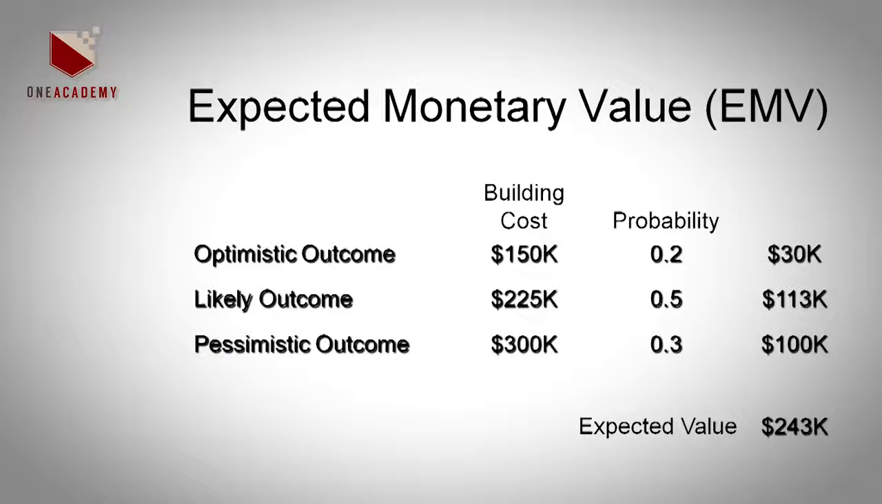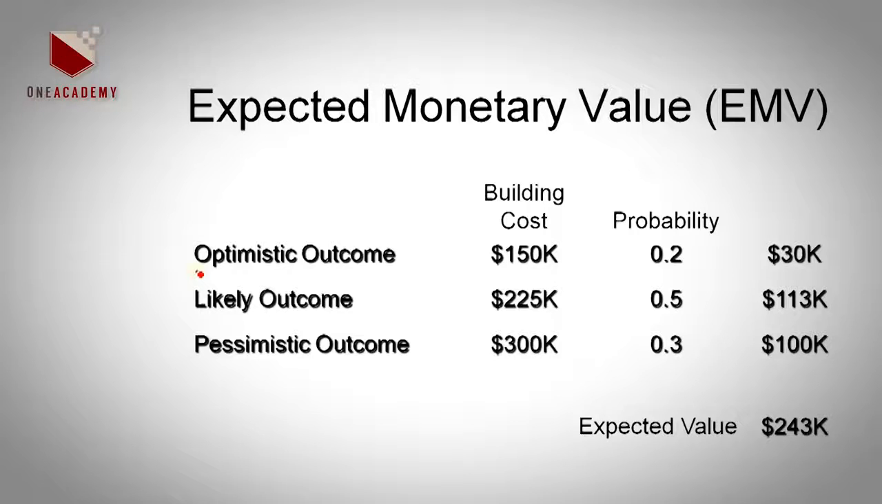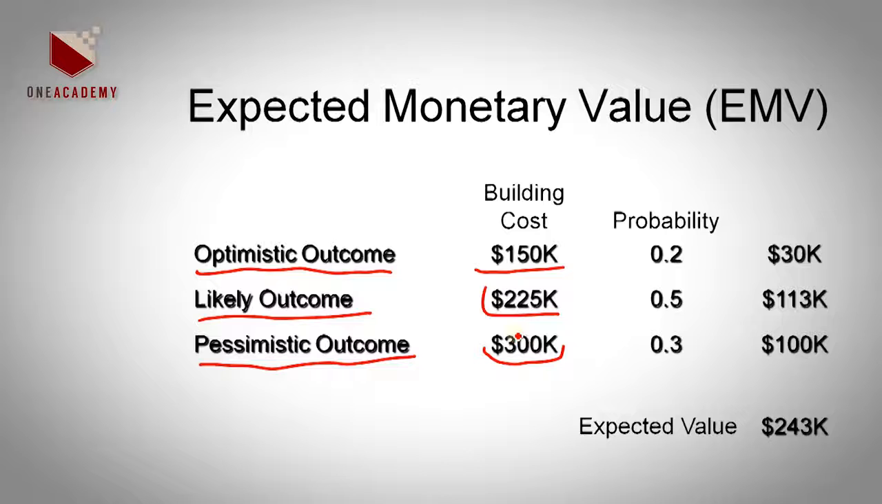Looking at the screen, we can see a very simple case where we have three possible outcomes out of a given situation. In this case, it's about investment in building a property. And we can see that there is an optimistic outcome, a likely outcome, and a pessimistic outcome. The optimistic outcome basically has the cheapest option. The likely outcome is the middle of the way option, and the pessimistic outcome is the most expensive option.